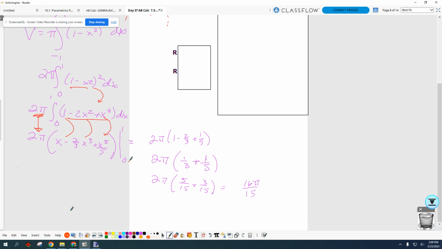Okay, we might end up spinning around the y-axis as well. Will you solve those? Okay, we'll do one of those in a minute. Can you explain how to find the radius again? How do we find the radius?